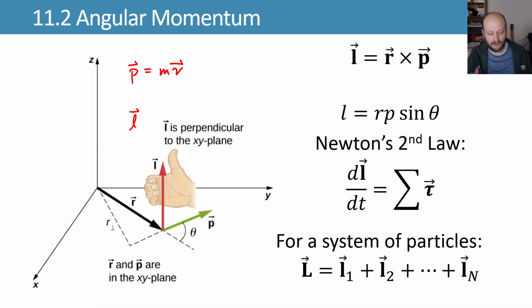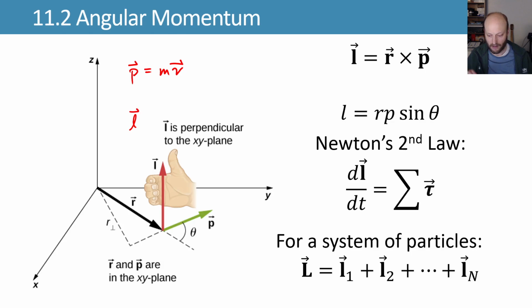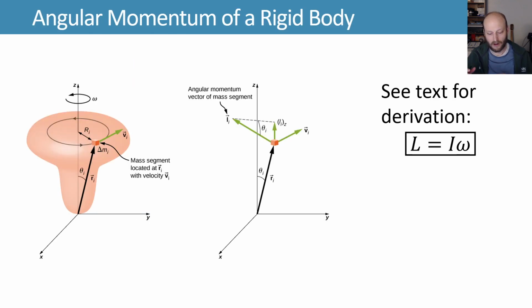For a continuous rigid body, we can derive this relationship that I'm explicitly not doing right here, but is kind of neat to see. I recommend you check it out, where we can show that the angular momentum of a rigid body is equal to I omega. Now let's try and use that relationship to do some calculations. So remember, for a particle, our angular momentum is r cross p, and for a rigid body, it's I omega.